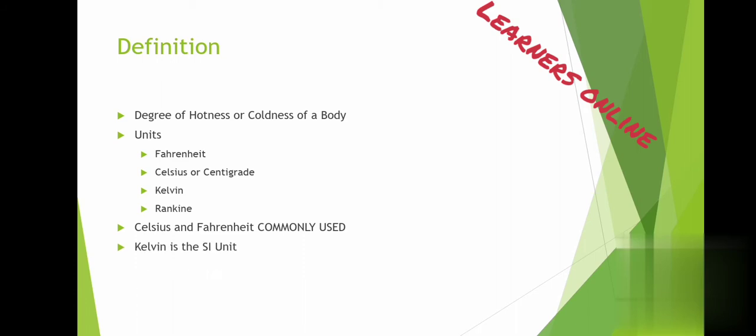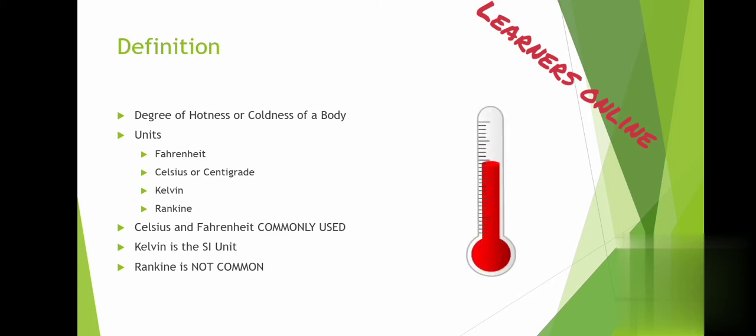Kelvin is the International System unit of temperature that is used by scientists. Rankine is not commonly used, but we will discuss it in detail. The instrument that is used to measure temperature is a thermometer. We have seen thermometers in Celsius and Fahrenheit scales with degrees on them.